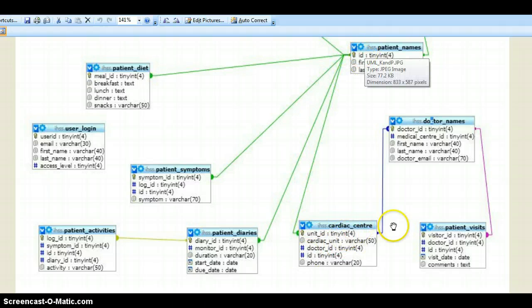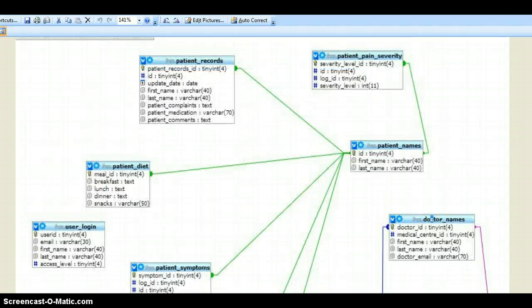See this? In the patient visits, you have the visitor ID, the time that they arrived, which doctor it was that would have sent them, their own ID, and then you'd have a visit date and any comments that they would leave. Also in the cardiac centre, the unit ID, cardiac unit, doctor ID, and the patient ID and contact numbers. If you just go back up here, you can see the way it's all linked in, all the different tables are linked into one another.